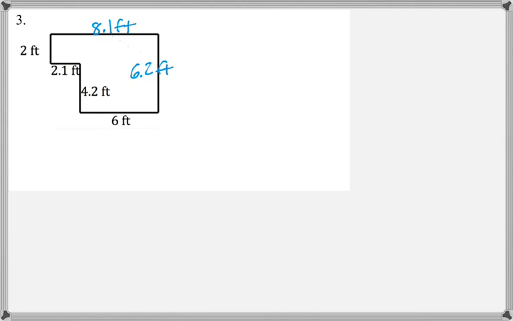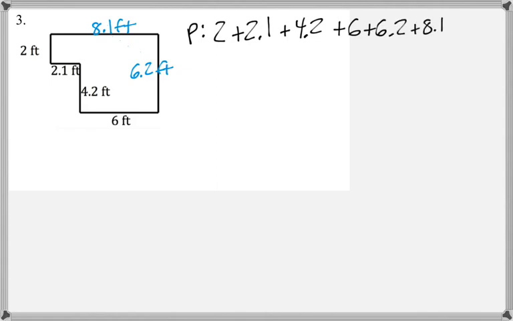So my perimeter is 2 plus 2.1 plus 4.2 plus 6 plus 6.2 plus 8.1. So let's add those up. And we get 28.6 feet.